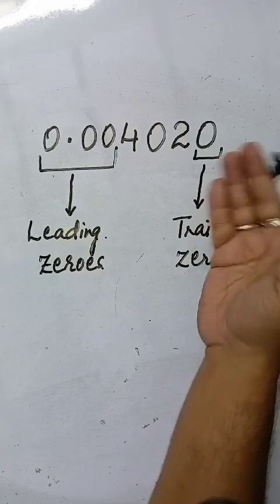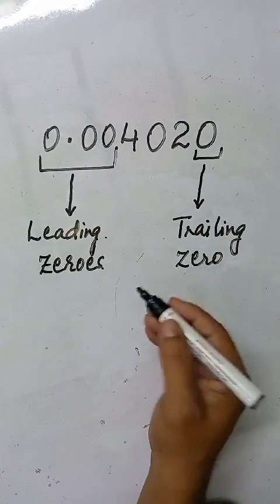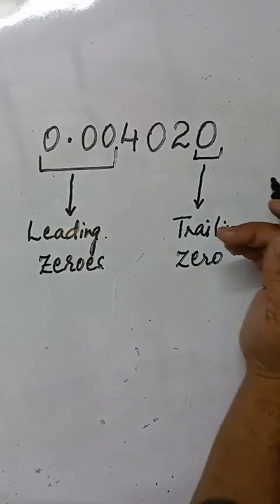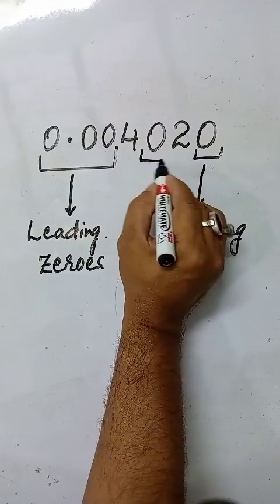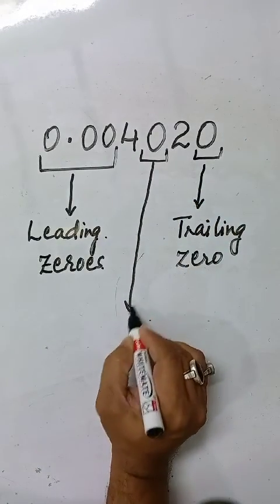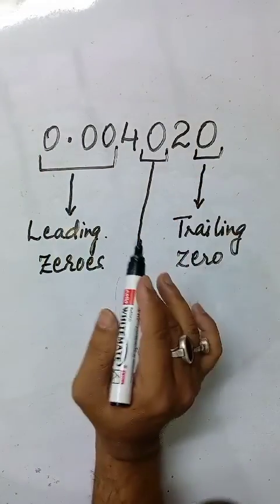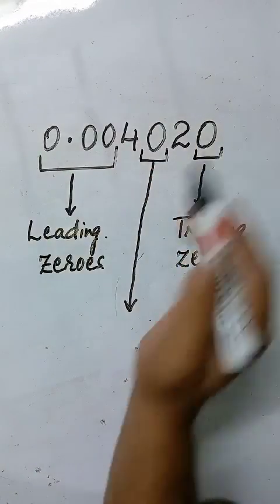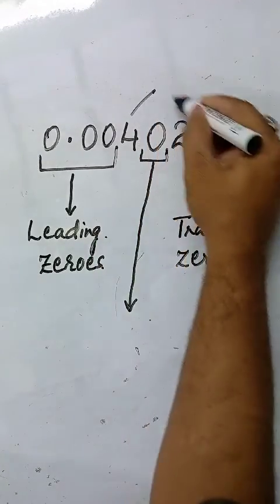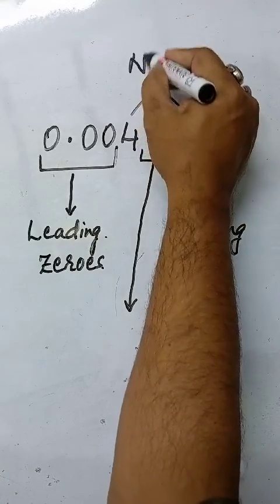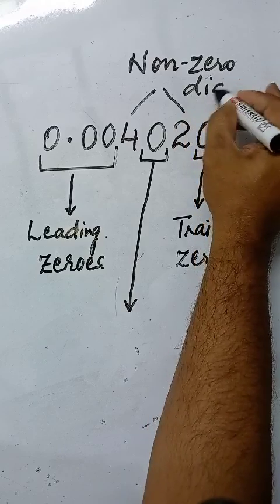Now this trailing zero can be more than one also. If I put another zero here, we will call those two zeros trailing zeros. Trailing is coming at the end, leading is coming in the front. Now look at this zero here. This zero cannot be called either a leading zero or a trailing zero, because it is neither in the front nor at the end. It is in the middle of two non-zero digits.